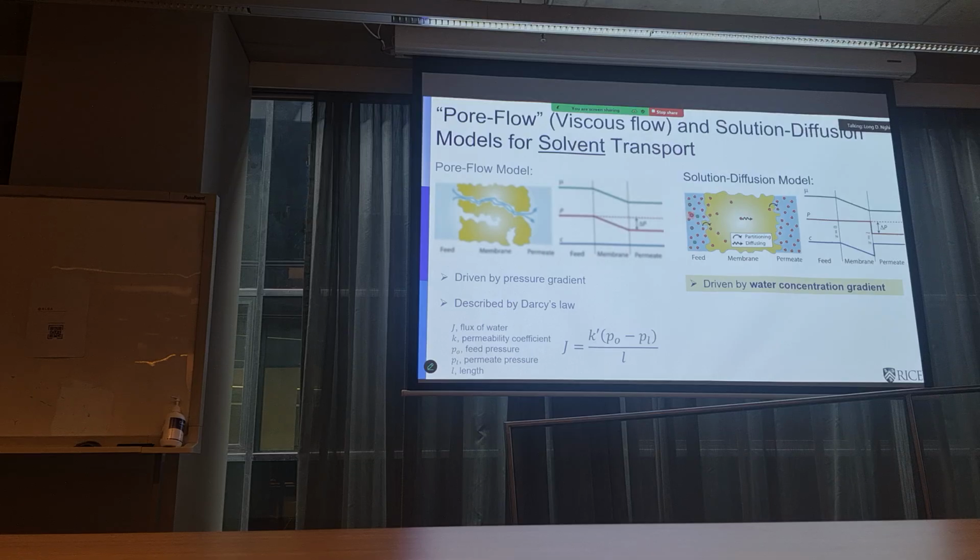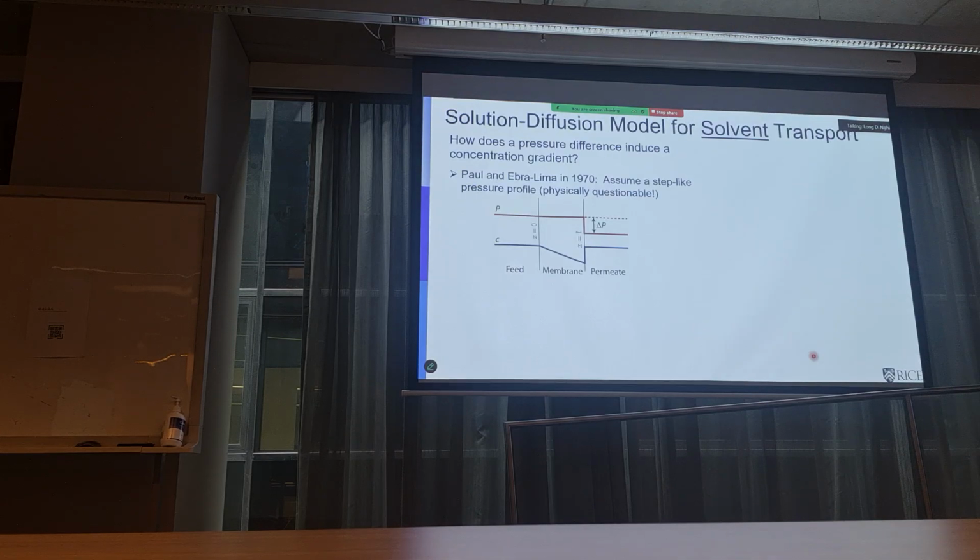If this is the pressure on the feed side, it stays the same inside the membrane, as you see here, and then drops abruptly to atmospheric pressure at the exit. So no pressure drop at all. If there is no pressure drop, then the driving force will be the concentration gradient of these water molecules. This is described by the classic Fick's law for diffusion, as you see here. So these are the two models.